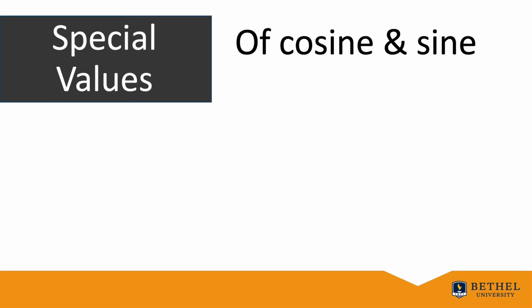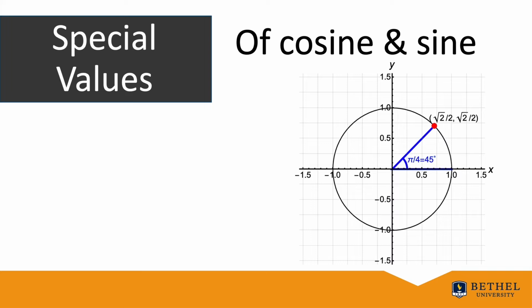However, I'll leave that as an exercise for you, and I'll just state the values. When the angle is pi/4 radians, which is 45 degrees, the coordinates are square root of 2/2, square root of 2/2.